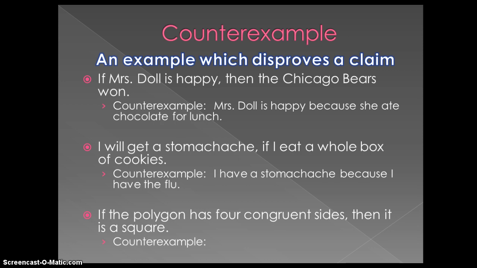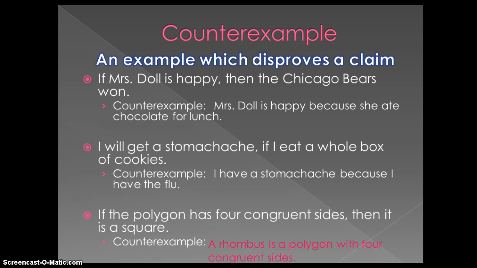Let's look at the second one. Here's a converse we wrote. I will get a stomachache if I eat a whole box of cookies. Well, I could also get a stomachache because I have the flu, or I drank too much soda, or I ate something really disgusting or rotten. I mean, there's lots of reasons I could get a stomachache. Just because I have one doesn't mean I ate a whole box of cookies. I want you guys to try and find a counterexample for this last one. If a polygon has four congruent sides, then it's a square.